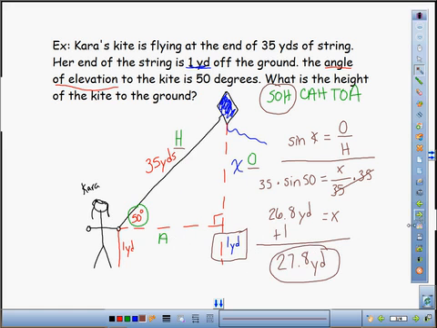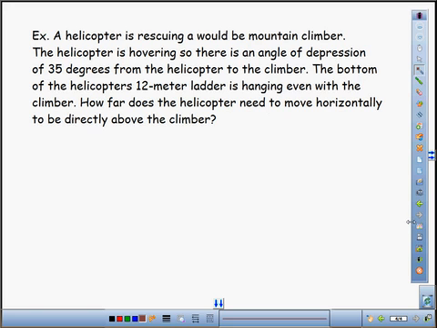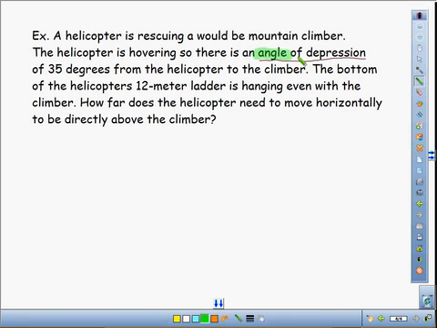So let's try another one. A helicopter is rescuing a would-be mountain climber. The helicopter is hovering, so there's an angle of depression of 35 degrees. So I'm going to try and highlight some of the important stuff here. So we've got an angle of depression, and it's 35 degrees from the helicopter to the climber. The bottom of the helicopter's 12-meter ladder is hanging even with the climber. How far does the helicopter need to move horizontally to be directly above the climber?